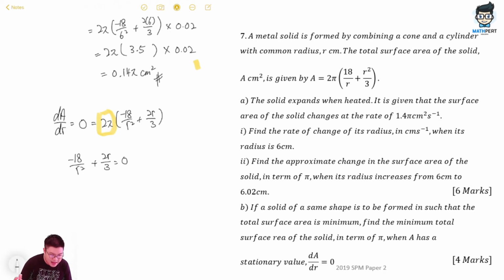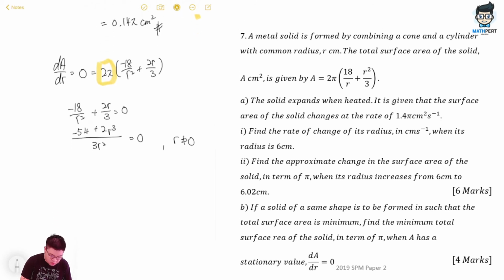Right? And then, what shall I do? 3R square, and then this one will be negative 18 multiply 3, I get minus 54 plus 2R cubed is equal to 0. Right? So R cannot equal to 0. Why? Because when R equals to 0, your denominator is equal to 0. In fractions, denominator cannot be 0. So the thing that can become 0 is minus 54 plus 2R cubed equals to 0.